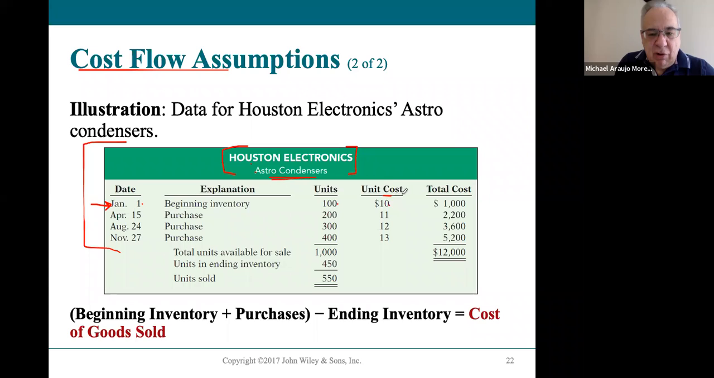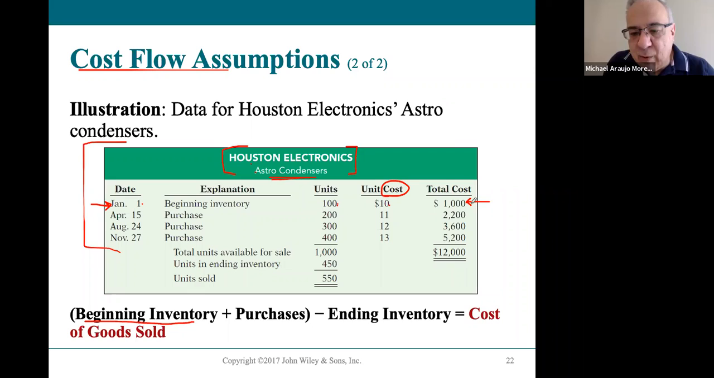This cost is the cost of the business. Remember, we have to buy the inventory first before we can resell it. That's our cost. So we start with $1,000 of inventory already. 100 units at $10 a unit is $1,000. That's our beginning inventory. So if you're looking at learning objective 5, remember, everything starts with beginning inventory. So we had 100 units in our beginning inventory, or $1,000 of beginning inventory.